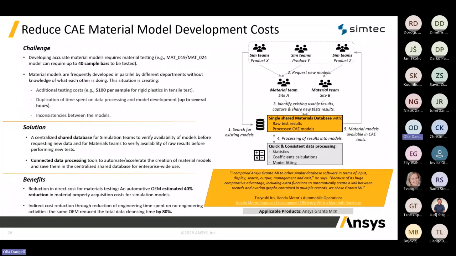And the results are quite impressive. For example, one automotive OEM saw a 40% reduction in the cost of acquiring material property data for simulation, and the same OEM also cut data cleansing time by 80% and reduced the engineering time spent on non-engineering activities.